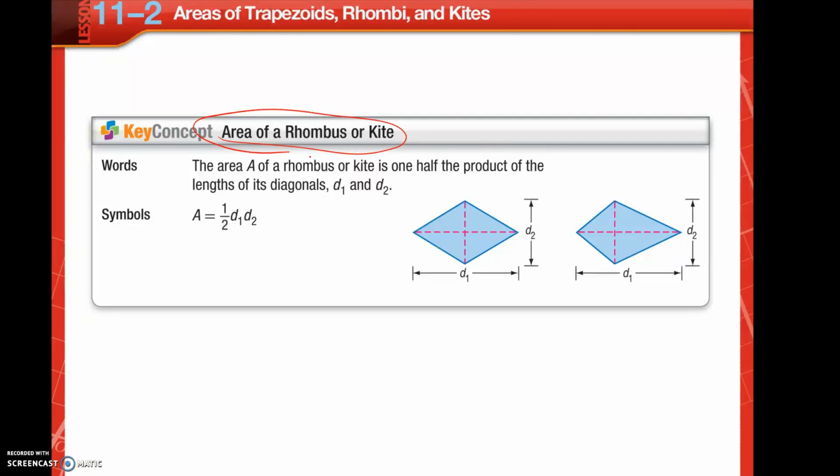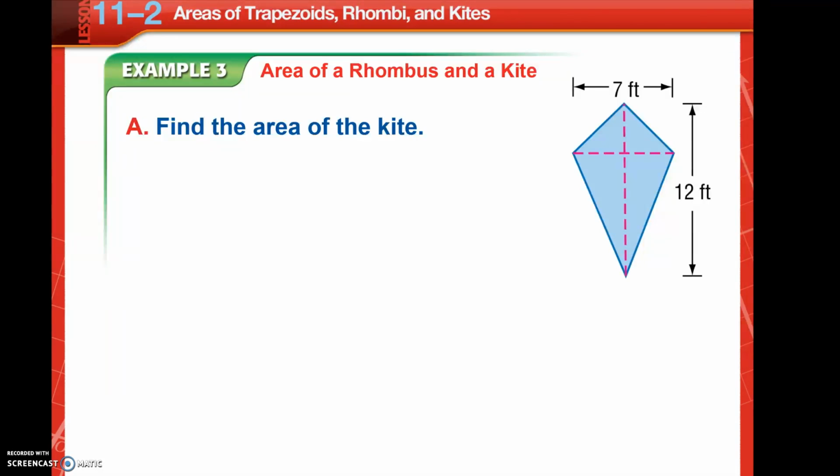Those are the same, but remember some of our characteristics. A rhombus is a parallelogram, so these diagonals split in half. They're not equal to each other, but they split in half. And this is 90 degrees, perpendicular. This is 90 here, and these two sides are split in half on a kite. These are not. So we need to remember those properties for when we have missing parts. But here, area of this kite would be 1/2 times 7 times 12. So 42 feet squared.